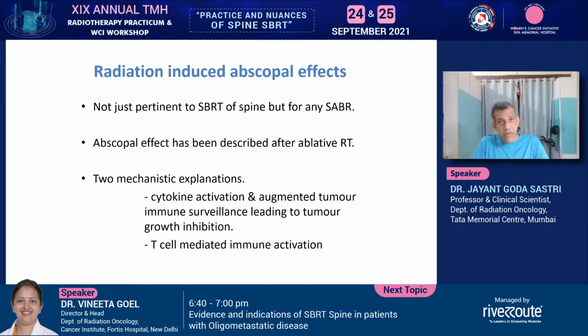Last but not the least, high doses of radiation can also cause tumor cell death by the abscopal effect. And there are two mechanistic explanations for this. One is cytokine activation and augmented tumor immune surveillance, leading to tumor growth inhibition, which is basically cytostatic in nature, and then T cell mediated immune activation, leading to cell death, which is basically cytotoxic in nature.